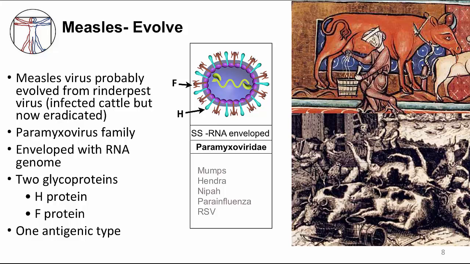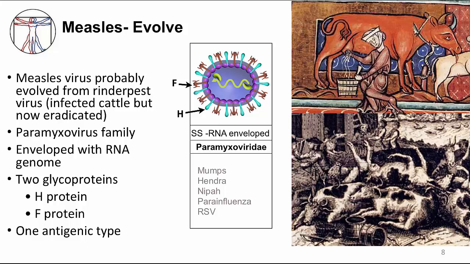You can also see in the diagram that mumps is a paramyxovirus. Mumps virus is transmitted via respiratory secretions and classically causes parotid swelling. About a third of patients are asymptomatic or have mild respiratory symptoms. There's a vaccine for mumps, and typically it's given together with measles and rubella vaccine.